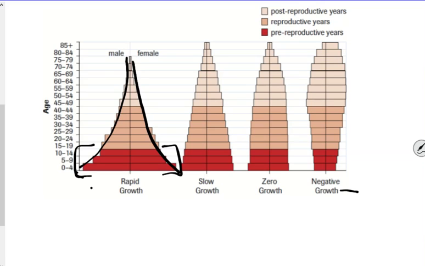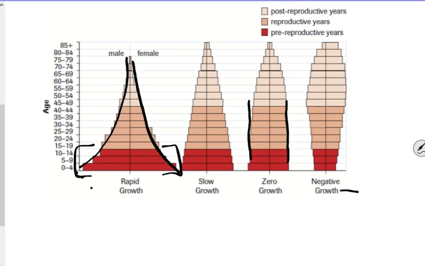Slow growth, you guys can see it's still a pyramid shape, but the base is not as wide. You know it's growing because the base is wider than the top, but it's not as dramatic as in rapid growth. And then zero growth is what they call the skyscraper shape, because if you look, they're pretty much equal. Every age is about the same. Every age bracket is about the same size. So what that means is the same number of people that are being born are dying. Okay, so there's zero growth.